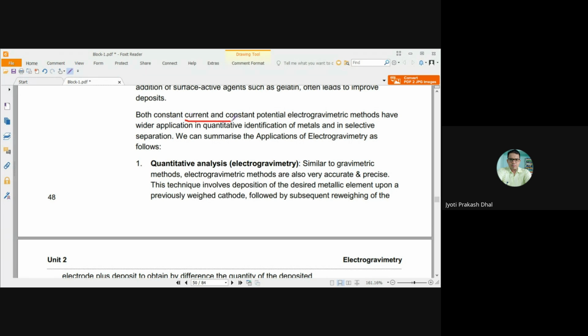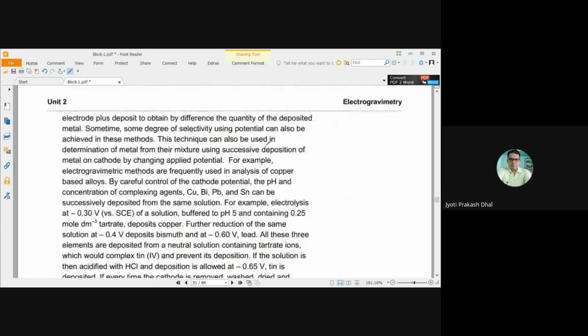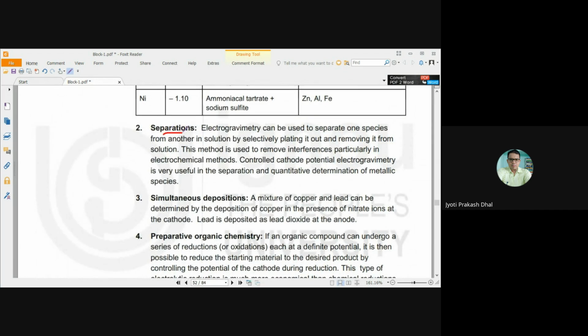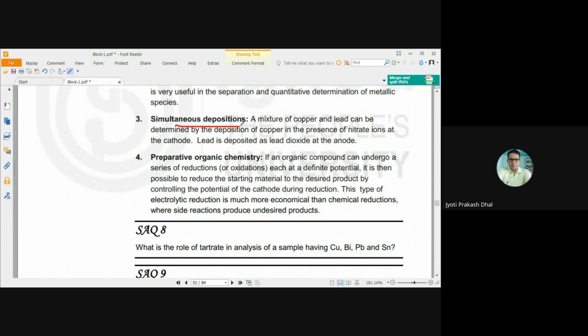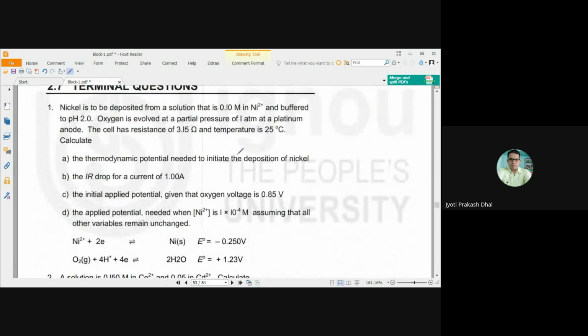So by constant current or constant potential, electrogravimetric methods have wide application in the quantitative determination of metals and in selective separation processes. We can summarize the applications of electrogravimetry. The first one is quantitative analysis, that is called electrogravimetry, which we have discussed. Similarly, separation of selective ions from a mixture of different ions at different cathodic potentials, simultaneous deposition, and similarly preparative organic chemistry. So these are the applications.